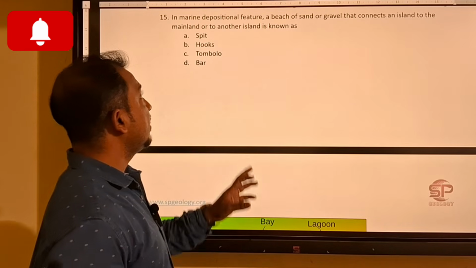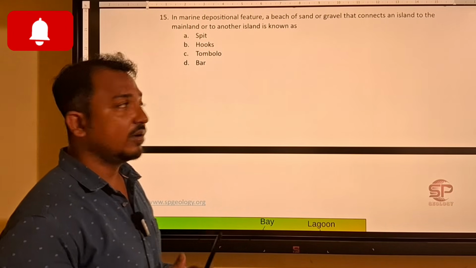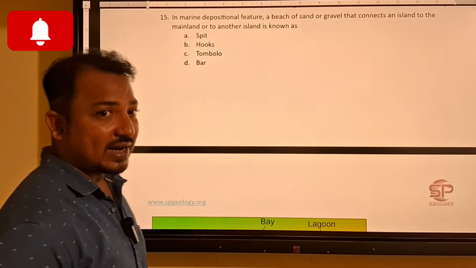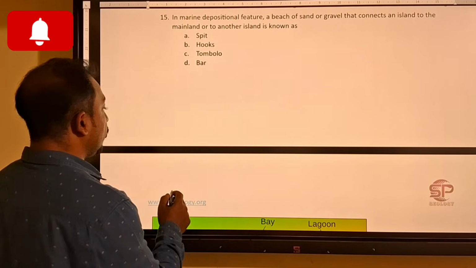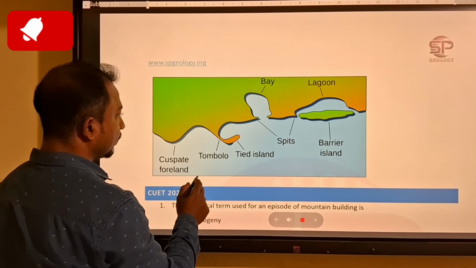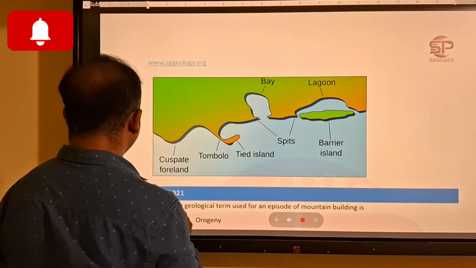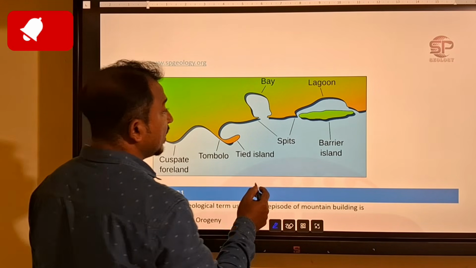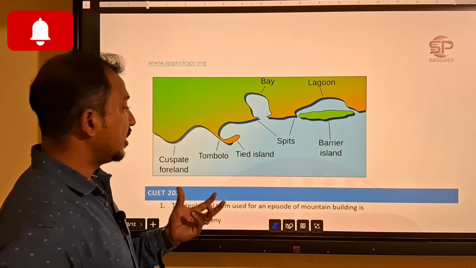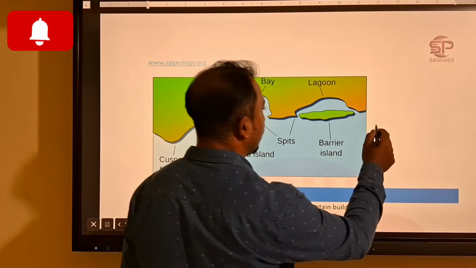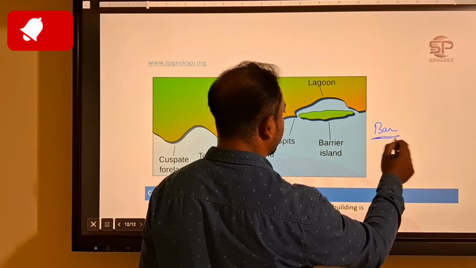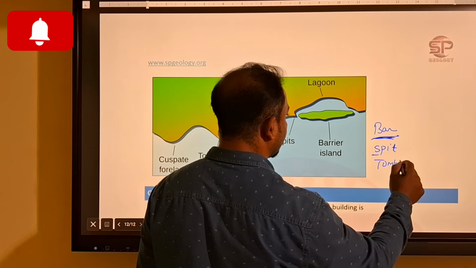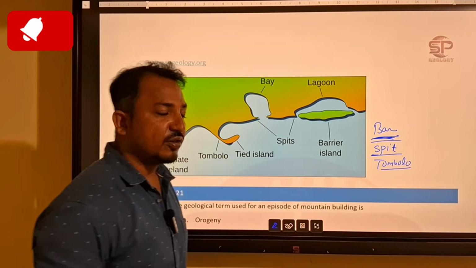Then coming to marine depositional features: a beach or bar of sand or gravel that connects an island to the mainland or to another island is known as a tombolo. See here. In the ocean, in submarine condition, you will find depositions called bar, spit, and tombolo. These are the main depositional features in the coastal region.